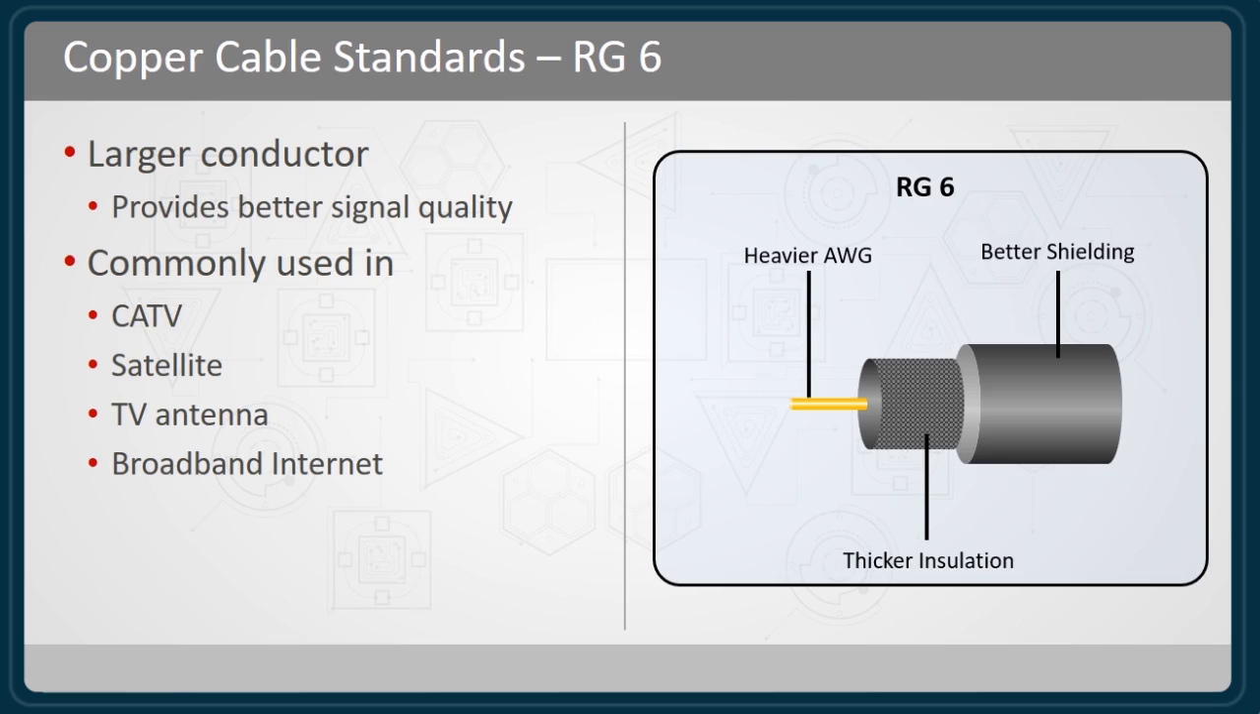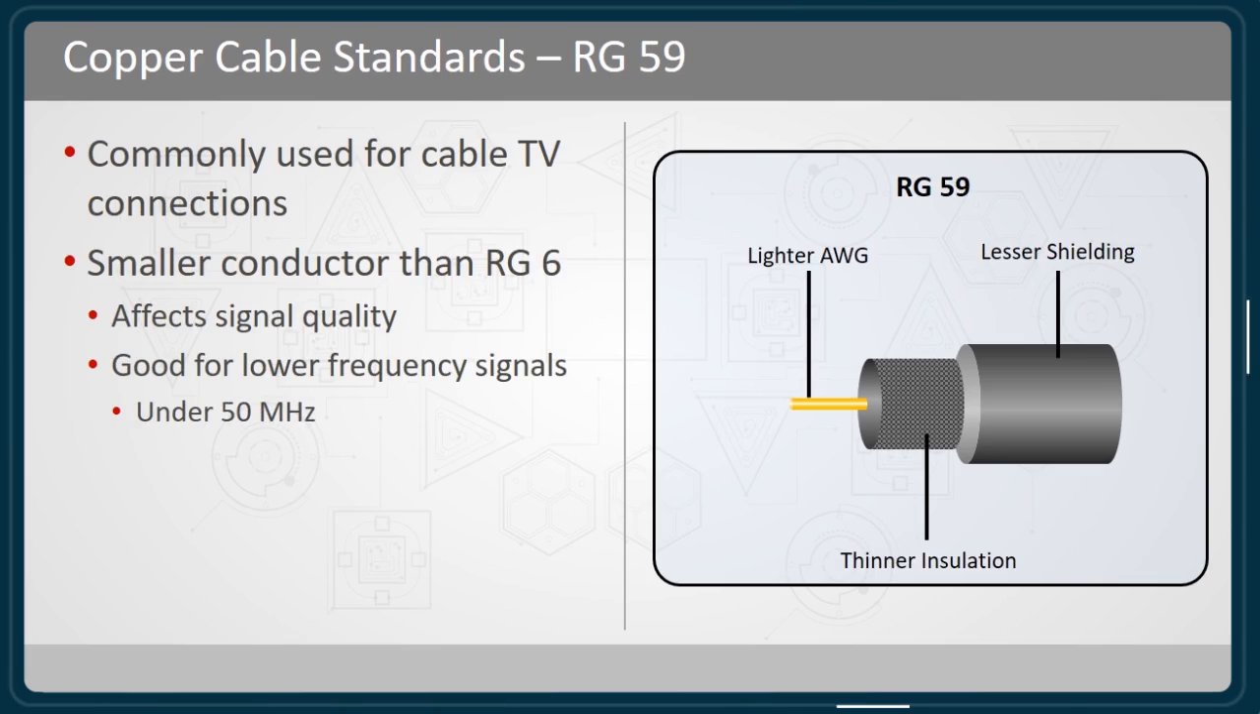And then RG59, still commonly used for cable TV connections, but it had a lighter gauge, and it was a little more flexible, a little easier to work with. The thinner insulation and the lesser shielding made it simpler to work with and install, but it did have that smaller conductor, so it did affect the signal quality, but it really came down to the application. It was more than adequate for some of the lower frequency signals, so if it was under 50 megahertz, then it was usually fine. But if you had the higher frequency signals above 50 megahertz, then you typically might want the RG6.